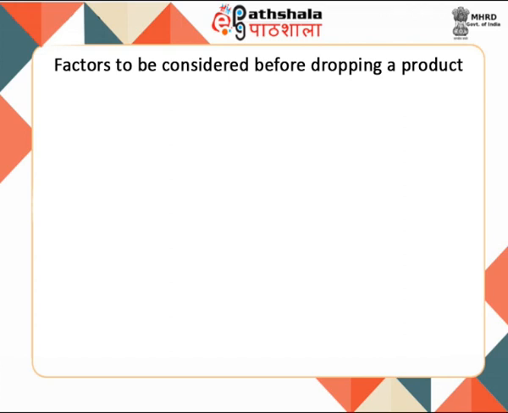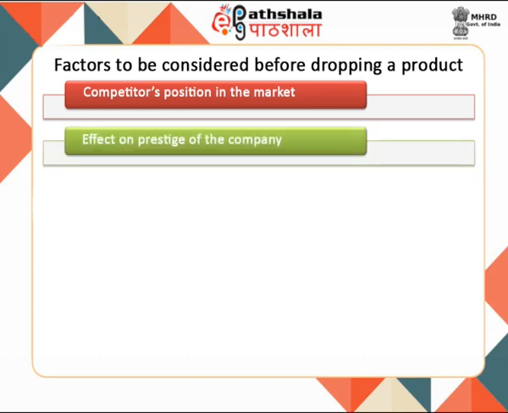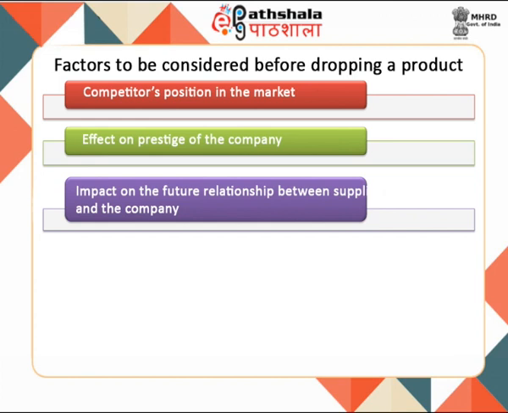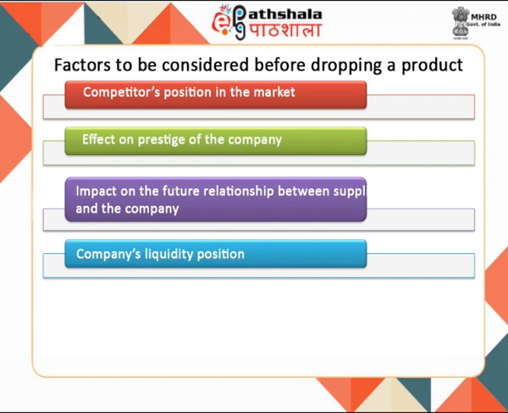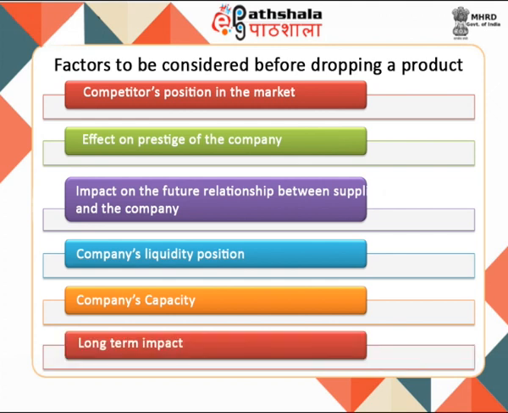Before deciding to drop a product, factors other than contribution should be considered, which are: number 1, competitors' position in the market; number 2, how prestige of the company would be affected on closure; number 3, in what way the suppliers would be affected and its impact on future relationship between suppliers and the company; number 4, fate of retrenched workers and company's liquidity position to pay off retrenchment compensation; number 5, whether company is working below normal capacity or full capacity; number 6, long term impact of the product to be dropped.